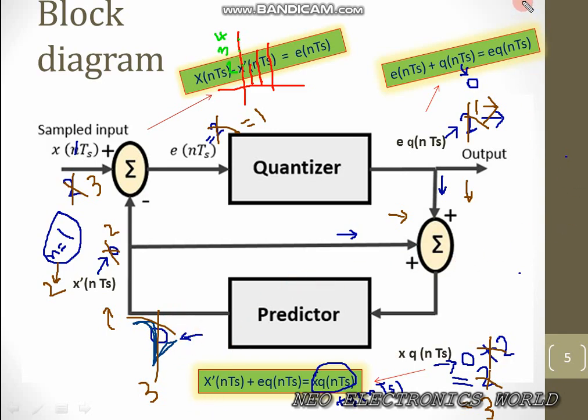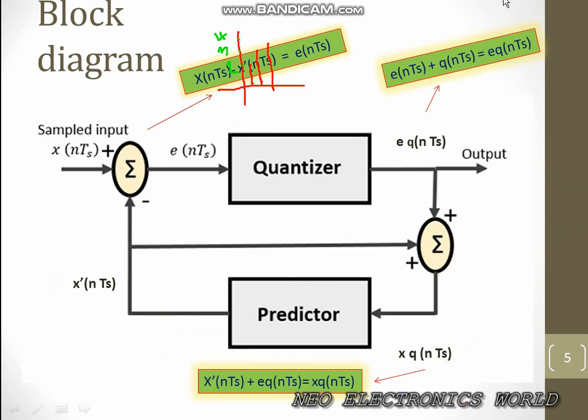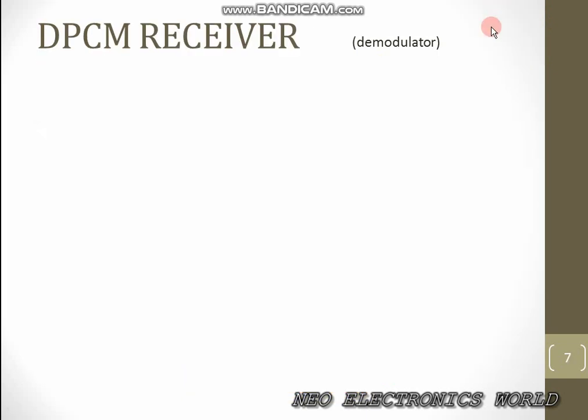Like that it will be similar for sample 4 also. I'm not explaining that much, it's just easy. Okay, so let's move on. Now we have to think about the DPCM receiver. It's quite easy. It's a demodulator circuit.